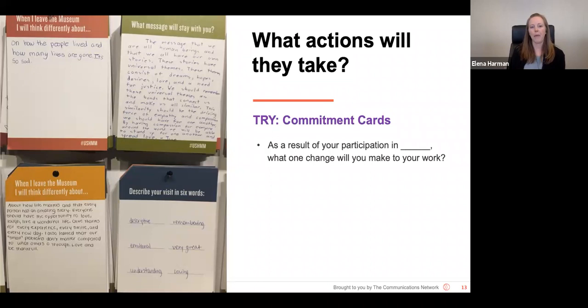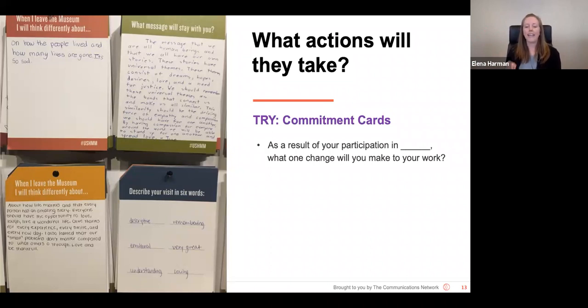So when I leave the museum, I will think differently about what message will stay with you as you're leaving this museum. And then you could either put them in a confidential little box, or you could hang them on this pegboard and have everyone see. And I assume they collect them periodically. And I bet that they use them for these feedback purposes.